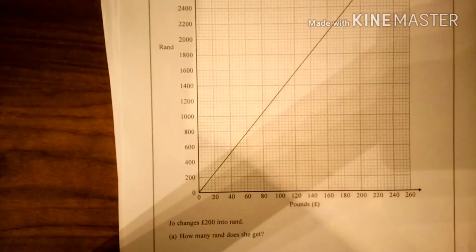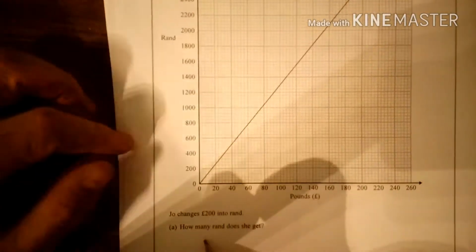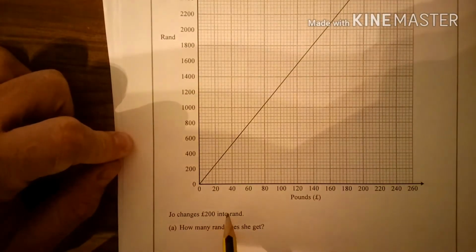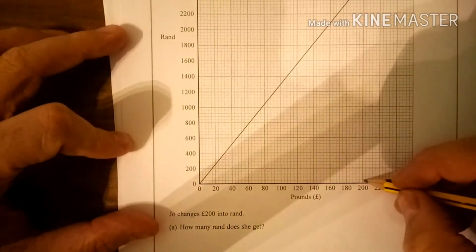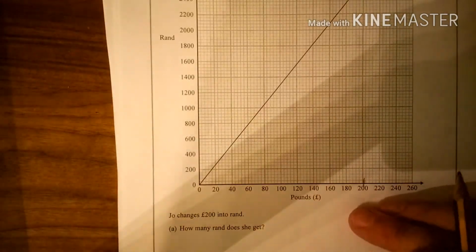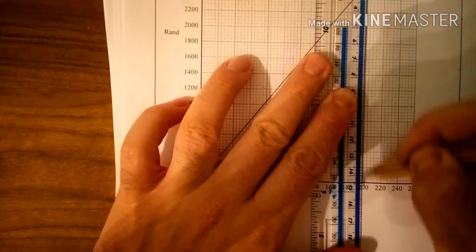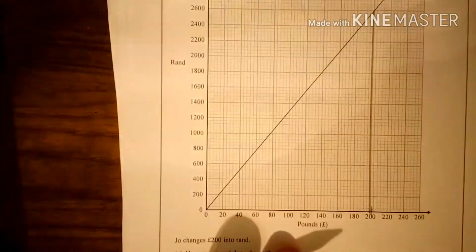Joe changes £200 into rand. How much does she get? So rand there, pounds is there, so she changes £200 into rand. So I'll get a ruler. Up to here. Okay, and I'll go across.